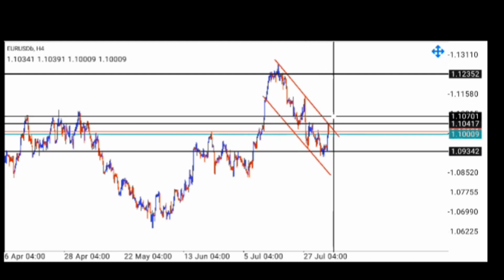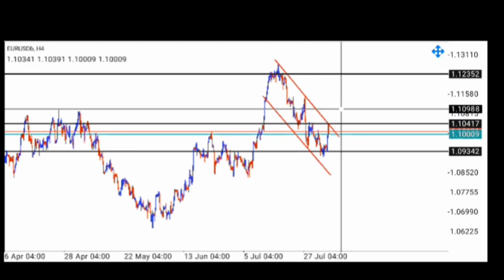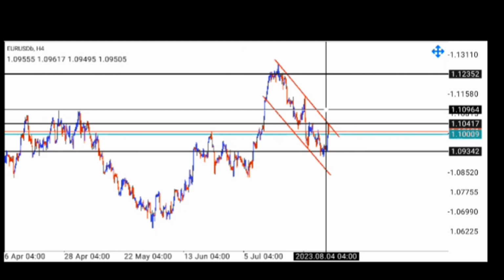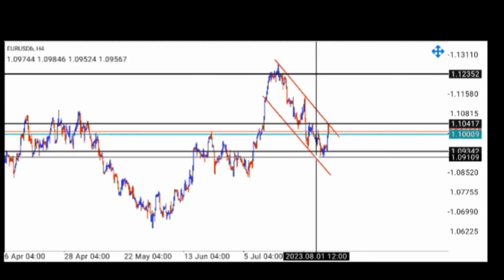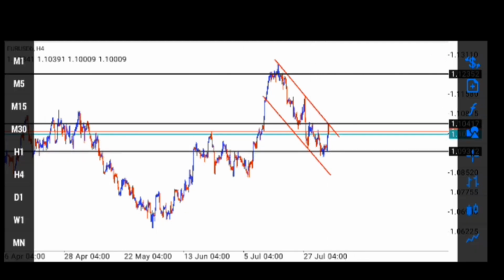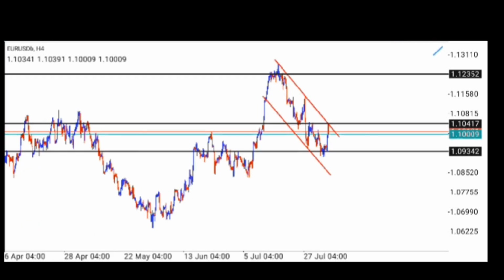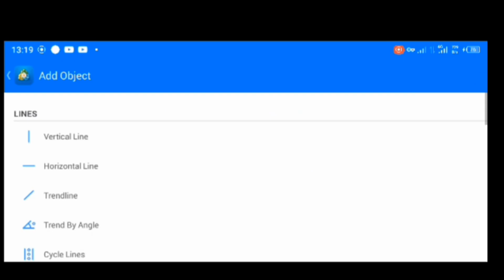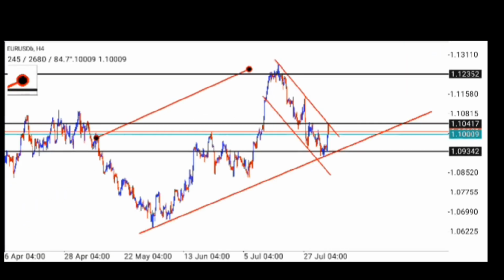But if it doesn't break out, I'll just stay back and watch what happens next, because I don't want to find myself in a situation where I'm forcing my trades. I just want to have a smooth experience trading. If you force a trade, that trade is 9 out of 10 times going to be a loss. So just follow your plan.